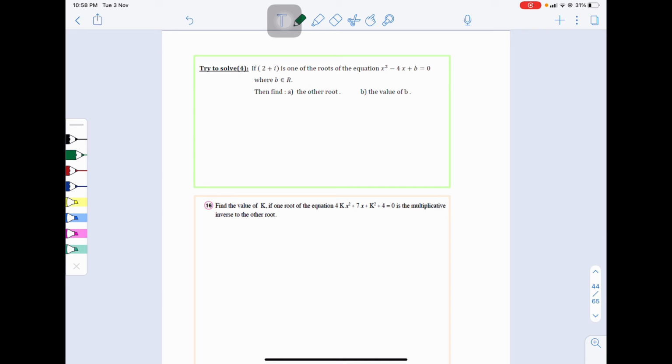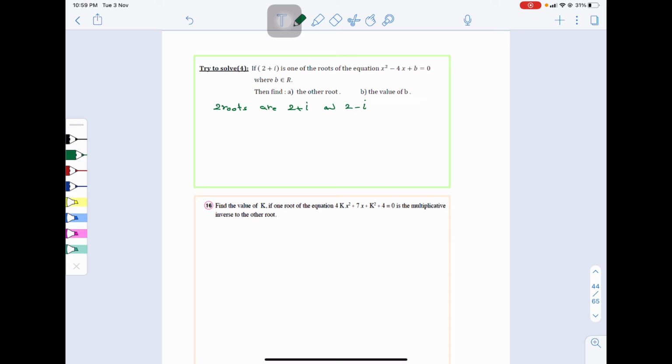In this equation, if 2 plus i is one of the two roots of the equation x squared minus 4x plus b equals 0, where b belongs to the real numbers, then find the other root. We know that if one root of the equation is complex, then the other root is the conjugate of this complex number. So the two roots are 2 plus i and 2 minus i.